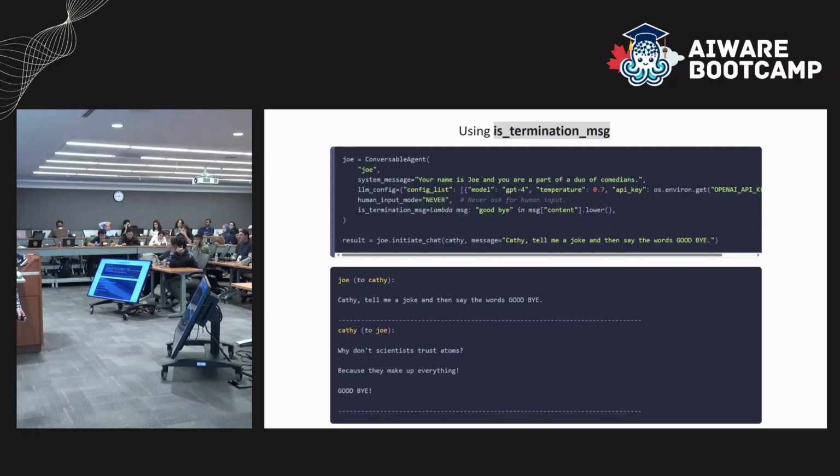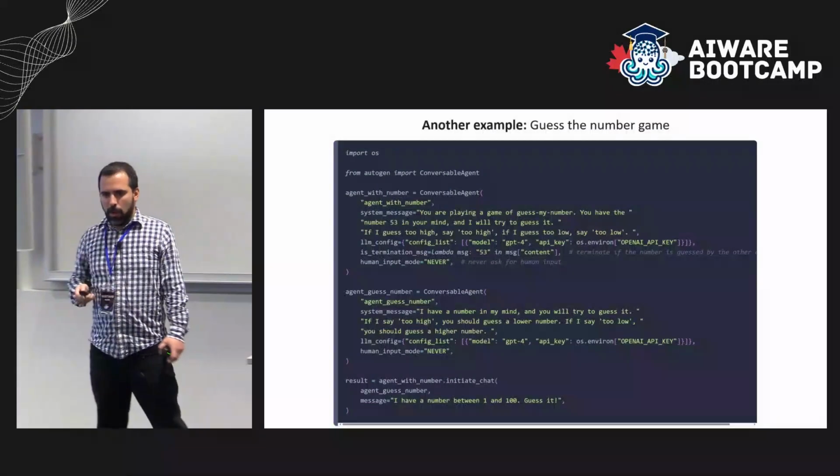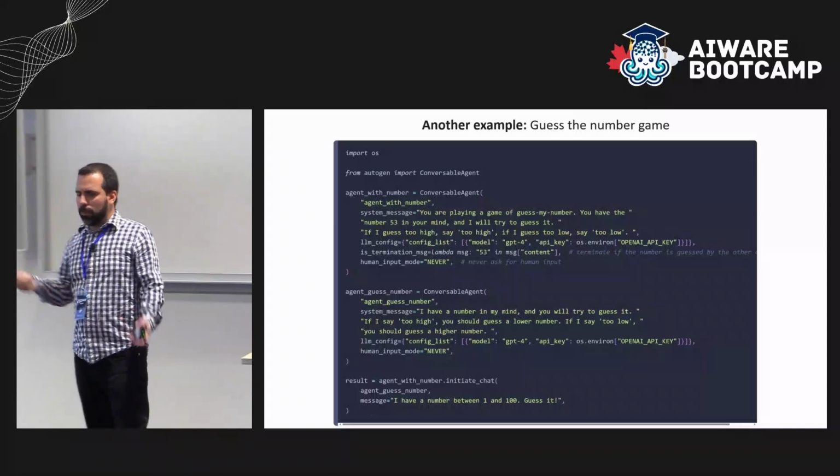We can use termination messages, as I was saying. So you literally define the function here. It's just a lambda working on the message. You're going to see if there's a goodbye, and you're doing a lowercase first. So Kathy, tell me a joke, and then say the words goodbye. So then she's told a joke, said goodbye, and that's it. Then it ends, because it has a goodbye there, and we have lowercase, so it ends. Cool.